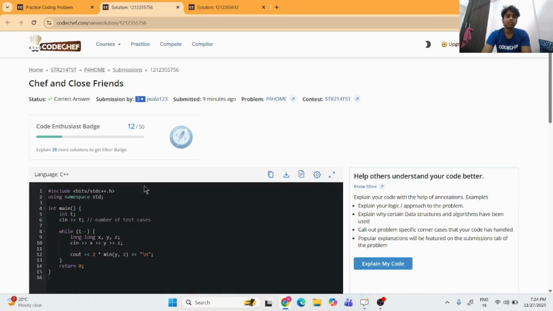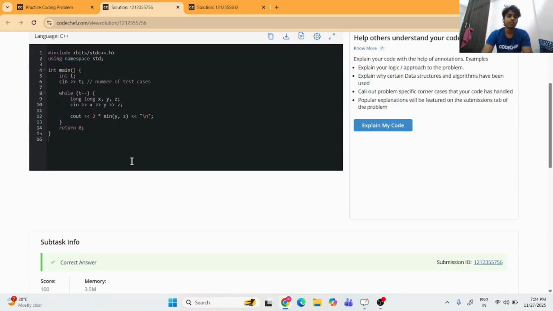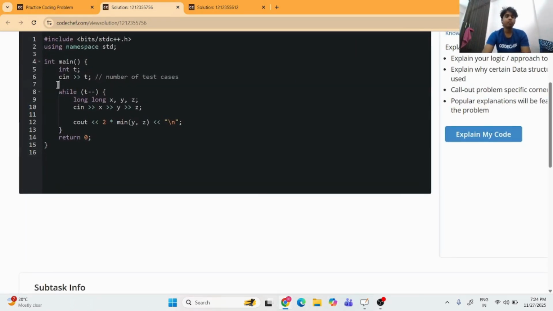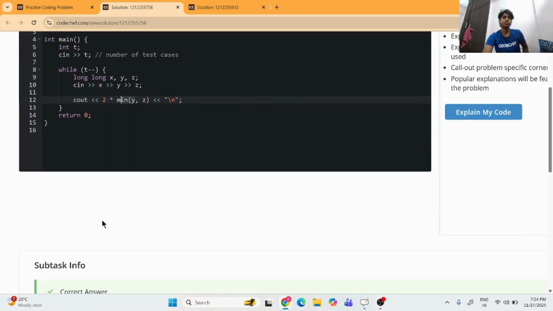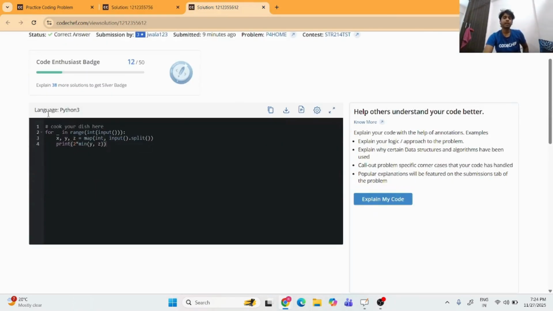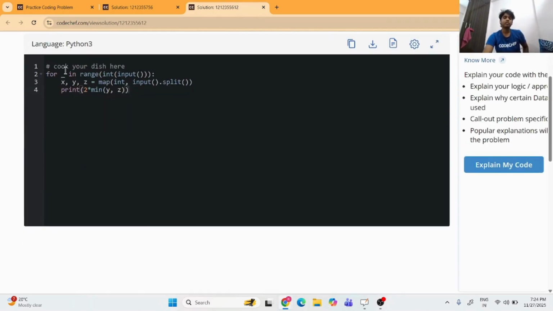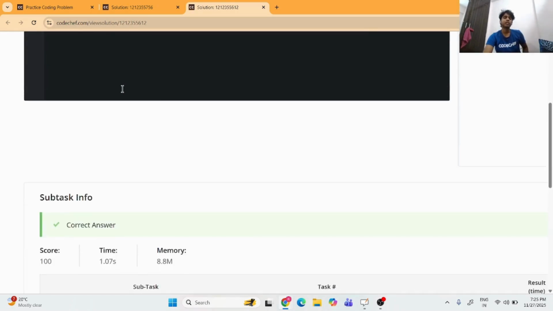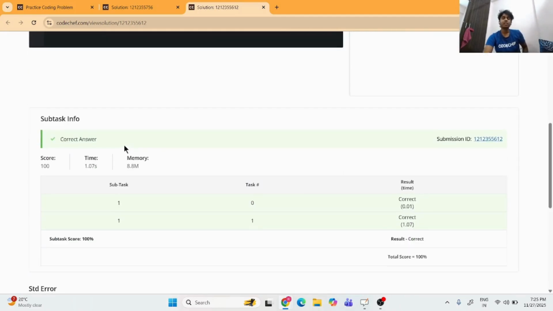So guys, this is my simple C++ code. Over here, I took the input for all the test cases as well as x, y, z, and I'm simply printing twice the minimum of y and z as my answer. And as you can see, guys, I have got my C++ code accepted. Now let's move toward the Python code. So guys, this is my simple Python code. I took the input for all the test cases as well as x, y, z, and at the end I'm simply printing 2 times the minimum of y and z. And as you can see, guys, I have got my Python code accepted as well.